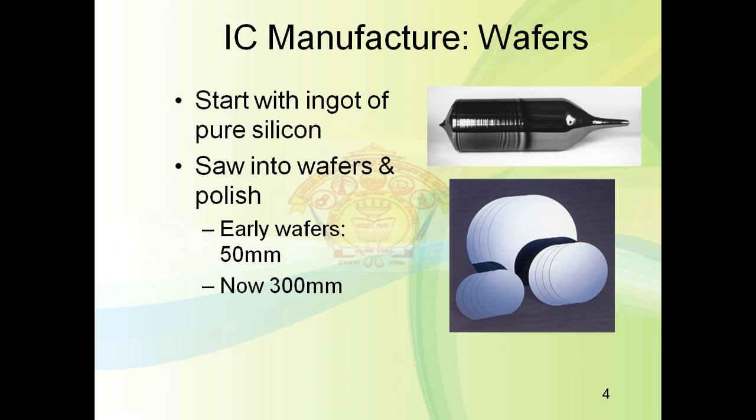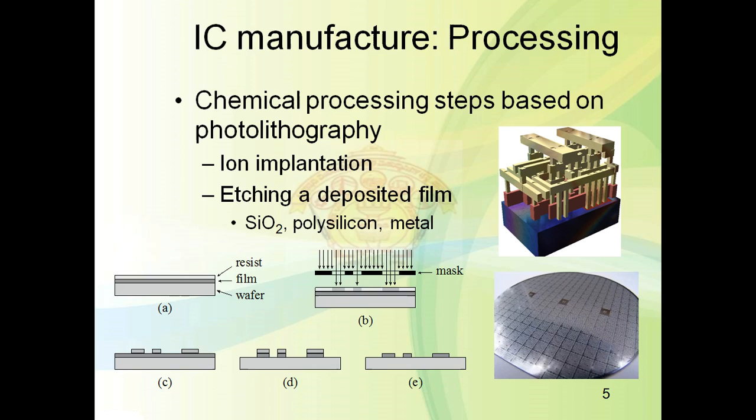Early wafers were 50 mm in diameter. Nowadays the diameter of the wafer is about 300 mm, around 30 centimeters, about 1 foot. So what is the advantage of this? The advantage is that it allows more chips to be made at a time on one wafer, and this reduces wastage. This is the advantage of increased diameter.